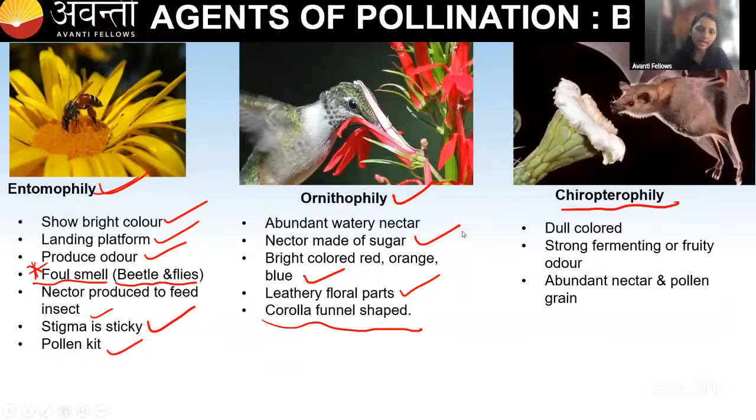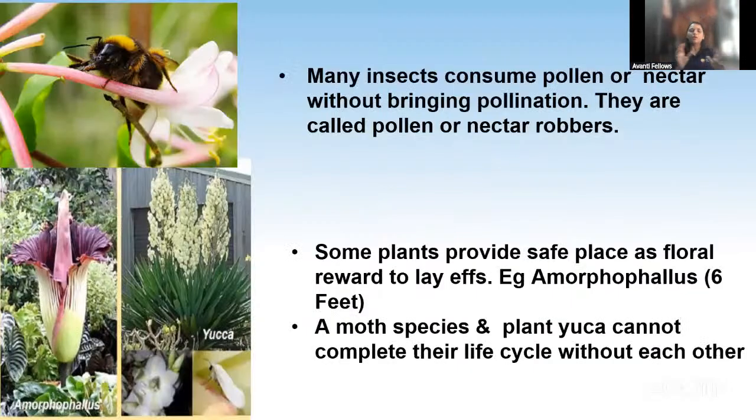Now let us go to the next. I already told that pollination by the insect is not intentional, right? Sometimes the insect will come to the flower, but the pollen grain is not bound to the insect. It came for foraging, right? It will just take the pollen grain and the nectar and fly away.